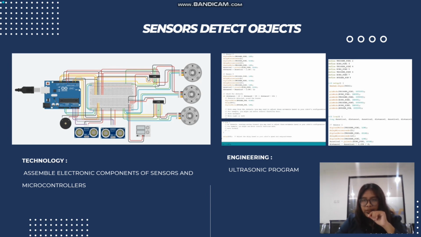For the ultrasonic program, the first step is we define the pins of the ultrasonic sensor with the pins that we want to use on the microcontroller. Like, define trigger in pin 1, we set on pin 2, an analog pin on the microcontroller, and continue with the pins that we set. Next is void setup.